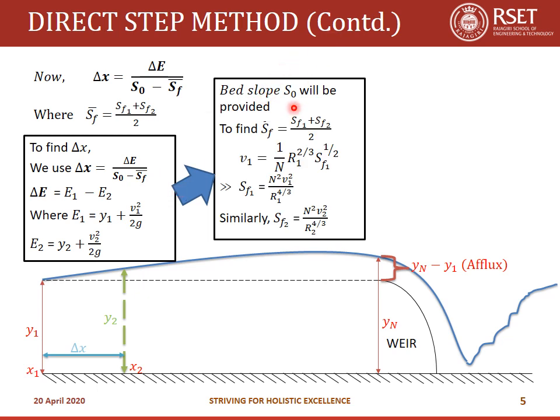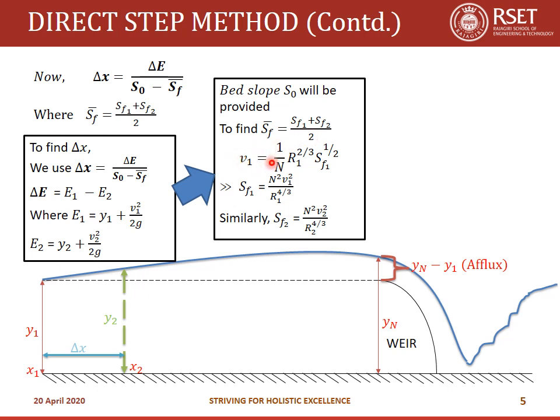So bed slope S0 will be provided. It's a constant value. It will be provided to us. Now to find out SF bar, which is the average energy line slope, I know that SF bar is given by SF1 plus SF2 by 2. Now how do I find out SF? Let me use Manning's equation here.